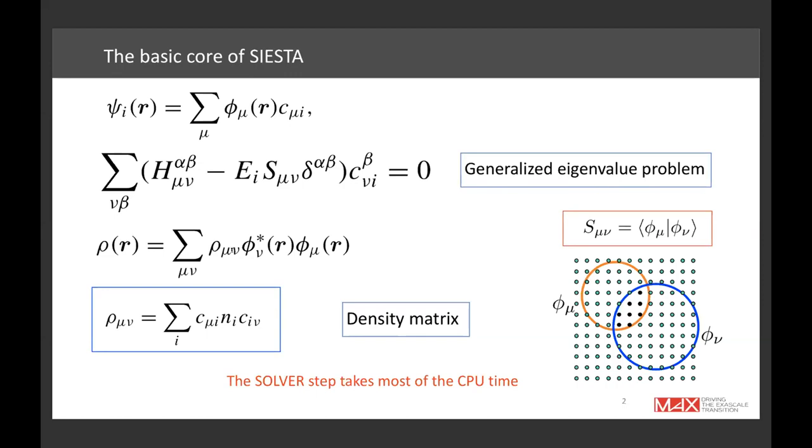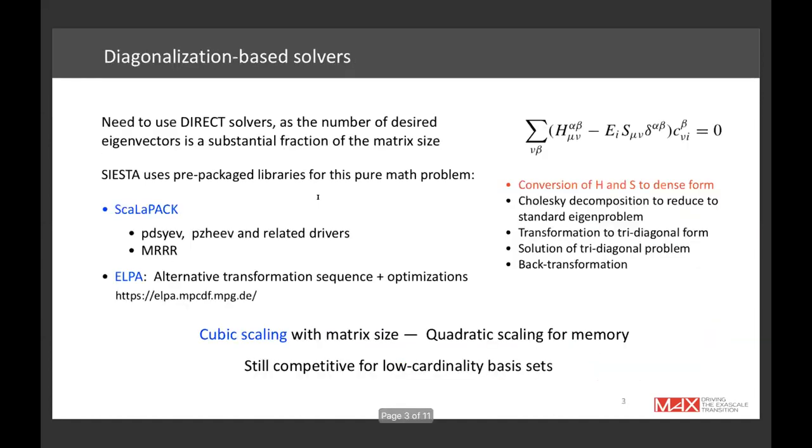When you look at the charge density, for example, you will notice that it can be put in this compact form with these coefficients, which are built from the coefficients of the expansion of the wave functions and the occupation of the states. This is called the density matrix, and it's an object which features prominently in the Siesta entrails. As Emilio said, the solver step takes most of the CPU time because the building of H and S is linear scaling and has a low complexity because of the localized character of the Siesta basis.